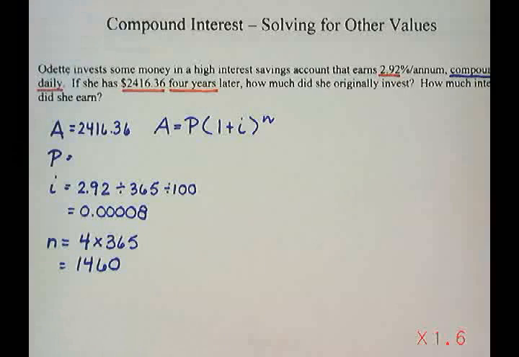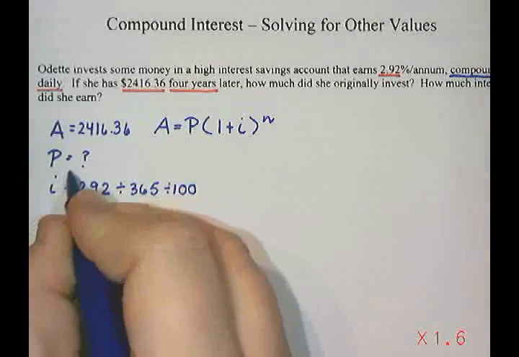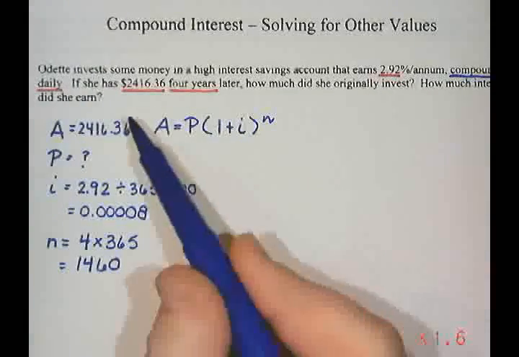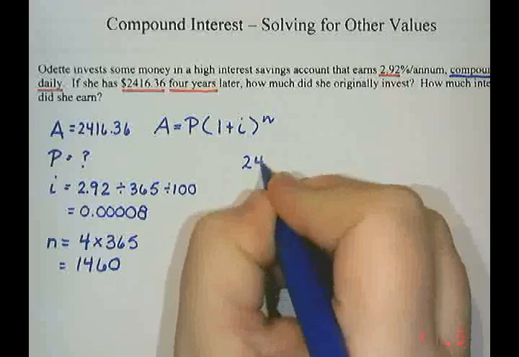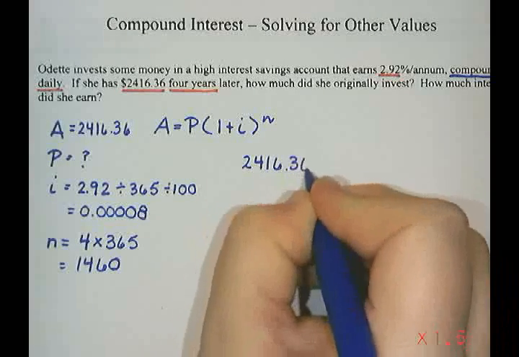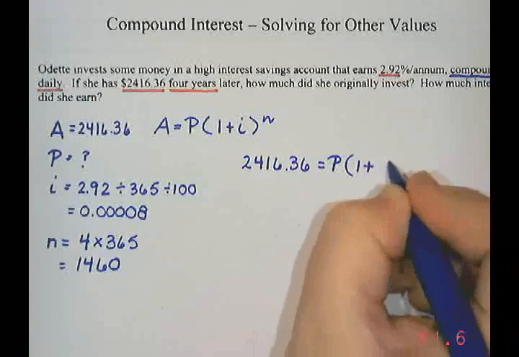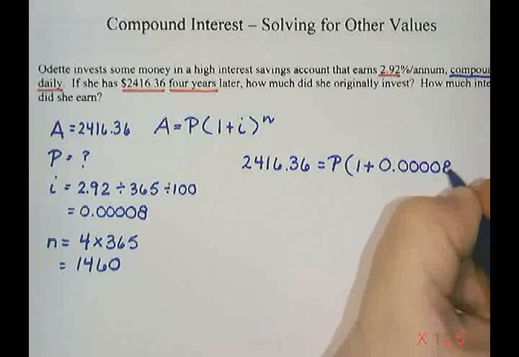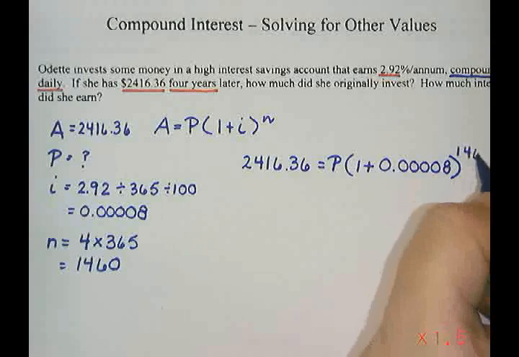So we're going to take our formula and substitute in all the things we know. I don't know what my principal is. That's the starting amount. That's what the question's asking us for. So I'm going to substitute in all the other numbers. So I get 2,416.36 equals P, which I don't know, times 1 plus i, which is 0.00008. You always want to make sure you count the zeros, to the power of 1,460.